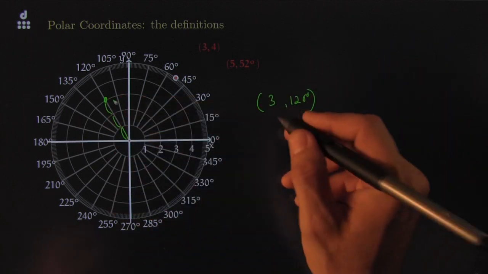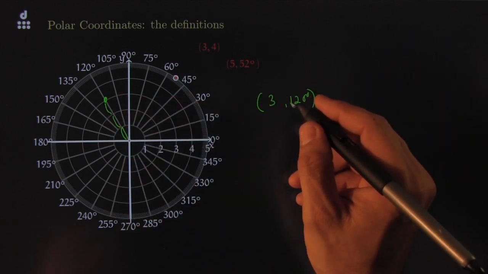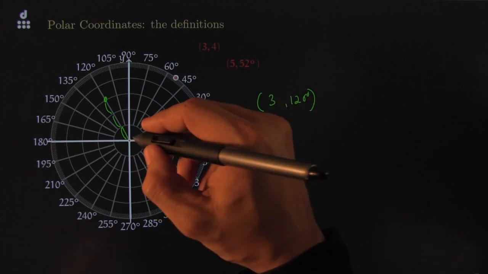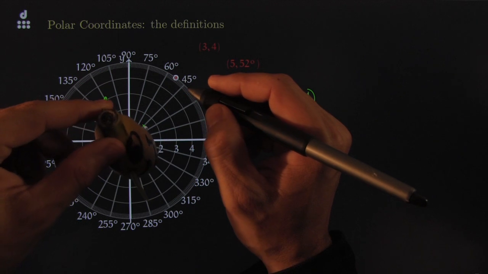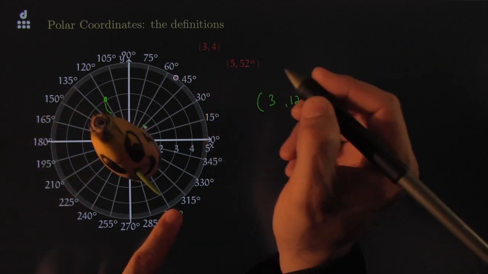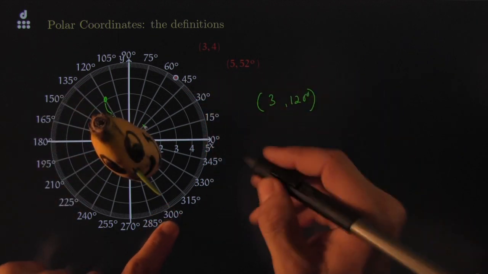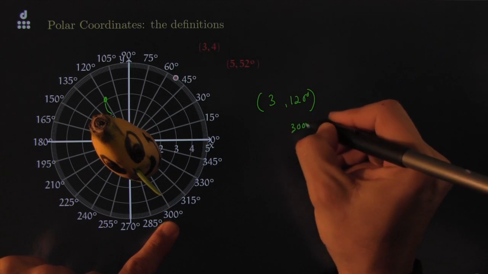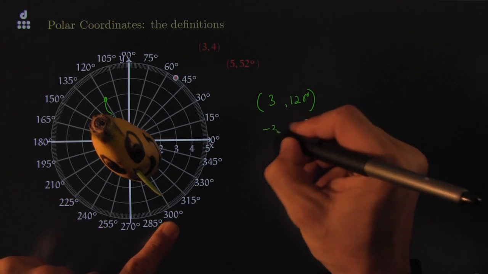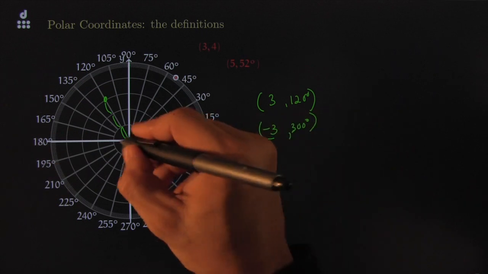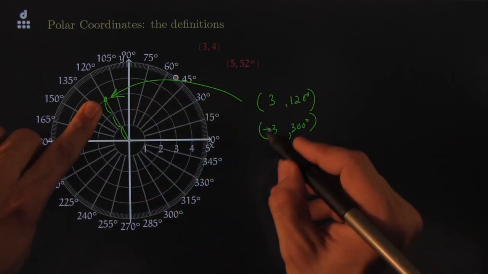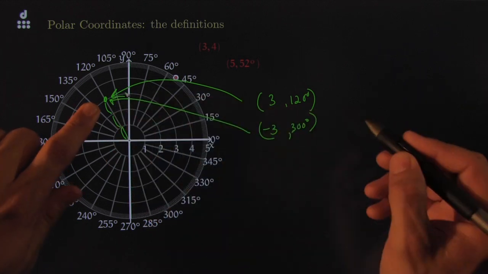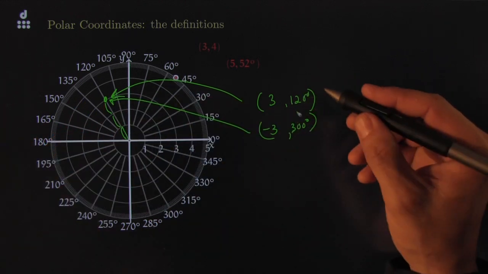Again, these points are not unique. What would be another way to look at it? You could look at it the opposite way and walk backwards. So instead of looking towards 120, you'd be looking towards 300. So you could say look towards 300 and then travel backwards. That would be -3. That would put you back at the same point. Both of these names represent the same point. You see the point being represented various ways.